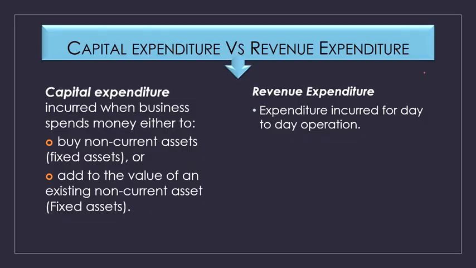So last but not least, kita akan pergi kepada capital expenditure versus revenue expenditure. So capital expenditure incurred when business spend money either to buy non-current asset or fixed asset or add to the value of an existing non-current asset. Whereas revenue expenditure is the expenditure incurred for day-to-day operation.